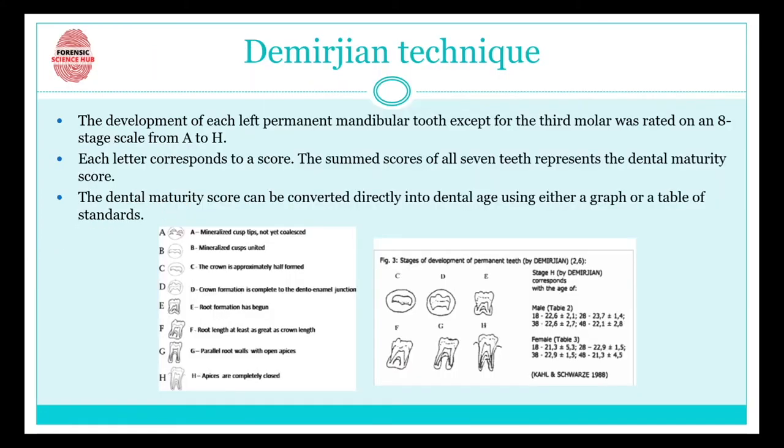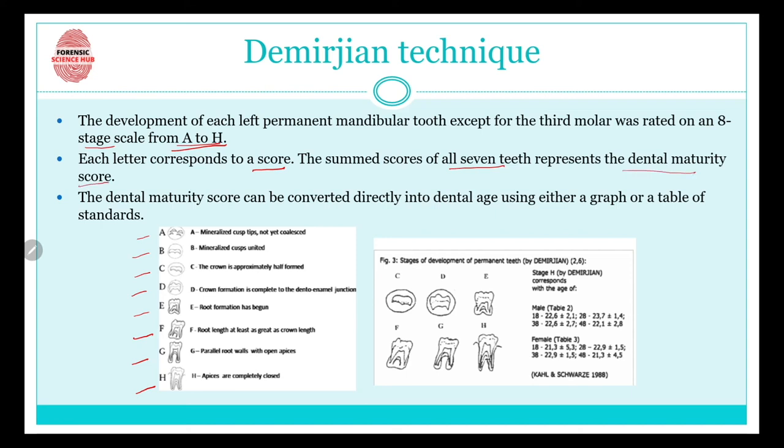Then we have Demirjian's technique. The development of each permanent mandibular tooth, except for the third molar, was rated on 8 stages from A to H. So Demirjian rated the teeth on a scale of 8 stages: A, B, C, D, E, F, G and H. Each letter corresponds to a score. The sum score of all the 7 teeth represents the dental maturity score.